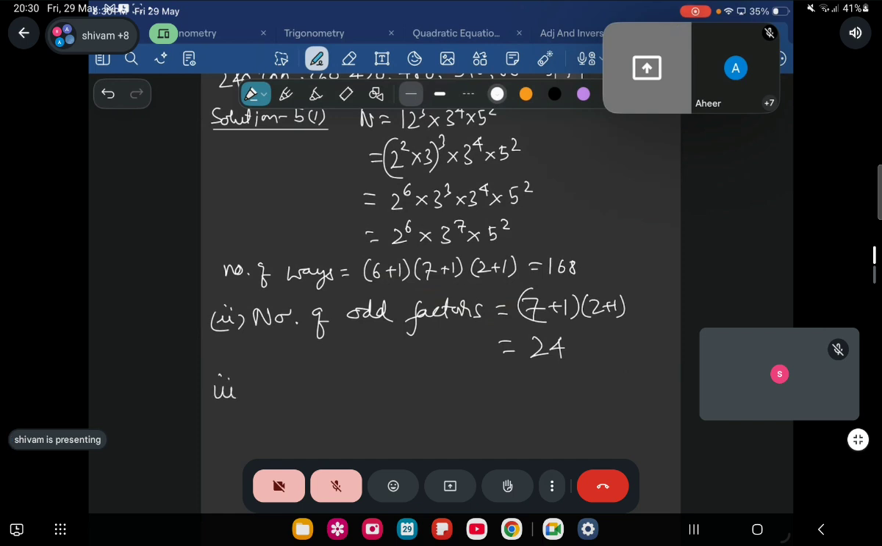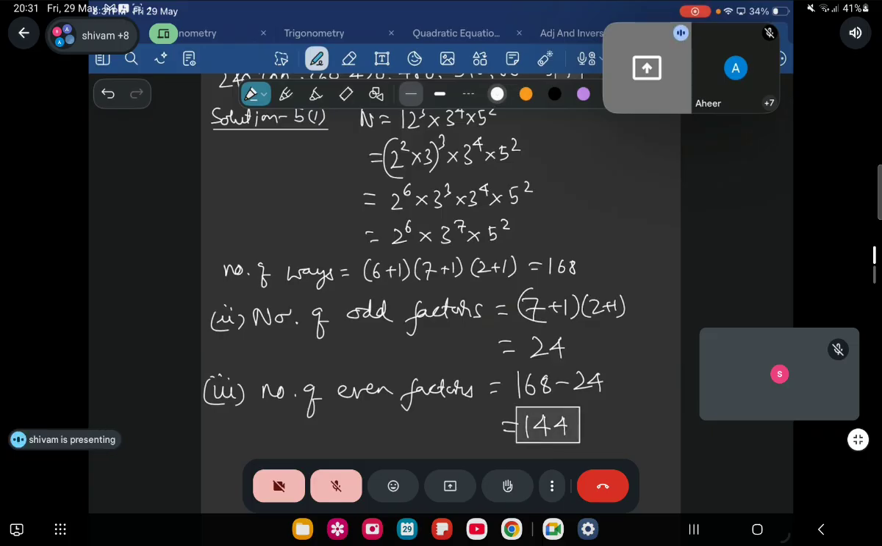Number 3. So Aviraj, the total number of factors is 168. Total number of odd factors is 24. Number of even factors will be equal to, from the total number of factors, we have to subtract the number of odd factors. 144. Is it clear, Aviraj?